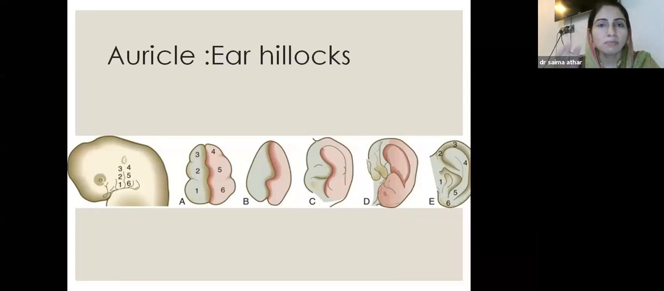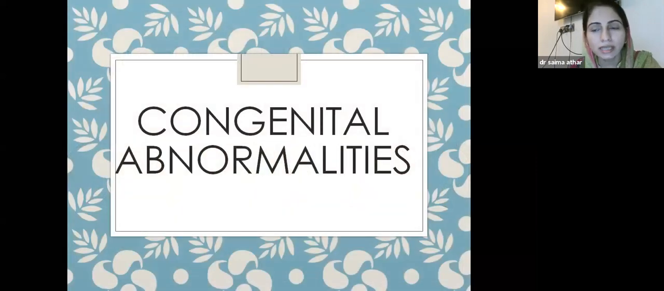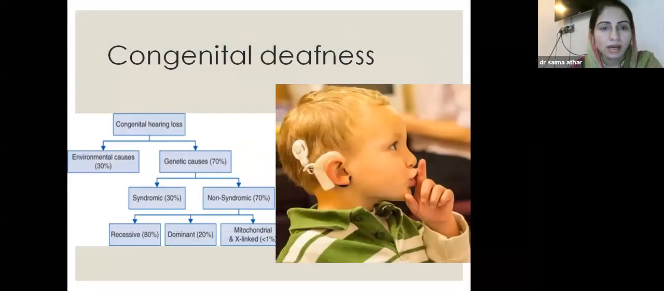So the development of auricle is at the site of first and second pharyngeal arch in the form of 6 ear hillocks. Now coming to the congenital abnormalities, I hope you are clear about the development of the inner ear, the middle ear, and the external ear, right? So congenital deafness, as I said, since there are 3 different parts which are developing, failure of communication between these 3 parts can end up in the congenital deafness.